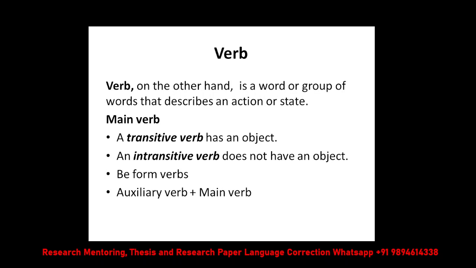Why do you need to know all these things? Only if you know these things will you understand the sentence pattern clearly. So first let us see what a transitive verb is. A transitive verb will have an object, whereas an intransitive verb does not have an object. It's the easiest way to understand. Otherwise, we say that a transitive verb transfers the action towards the object, whereas an intransitive verb doesn't transfer anything. So for easy understanding: it has an object, it doesn't have an object. Be-form verbs, auxiliary verbs, all those things we'll see in the next slide.